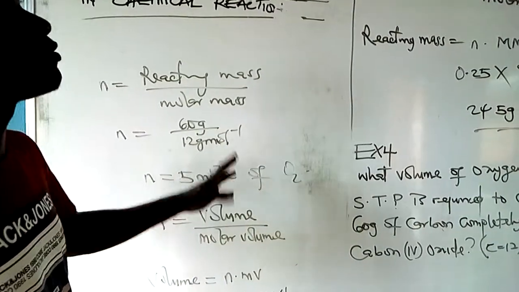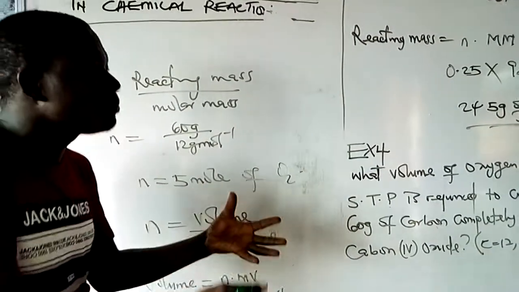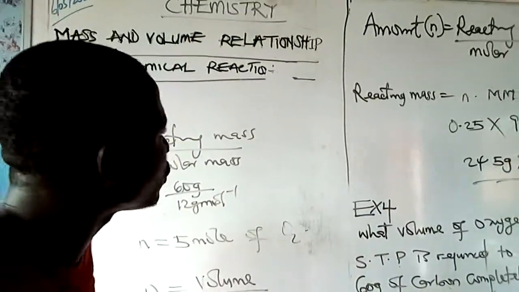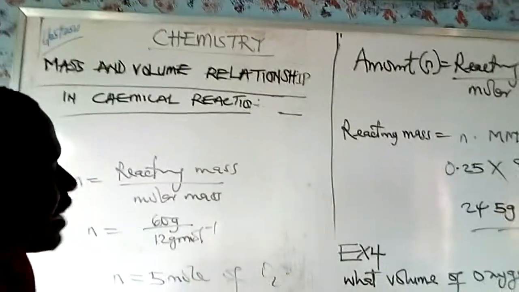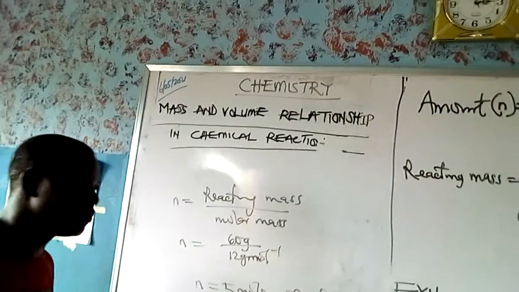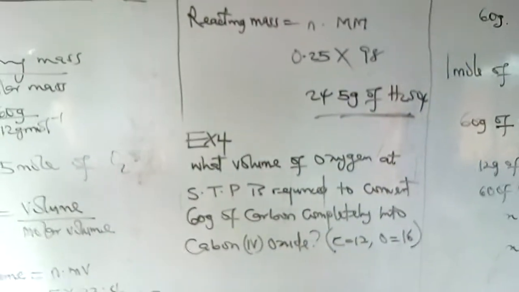This video has summarized the chemical relationship, how we relate the equation, and how we solve for a chemical reaction. So mass, we have solved for it. Volume, we have solved for it. Relationship, we have known them all in a chemical reaction.